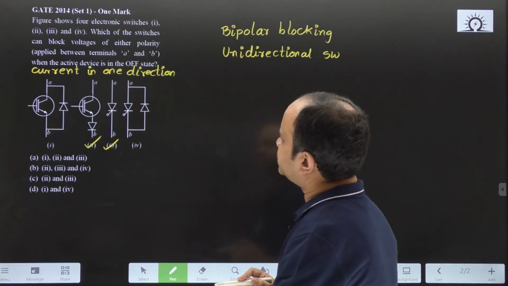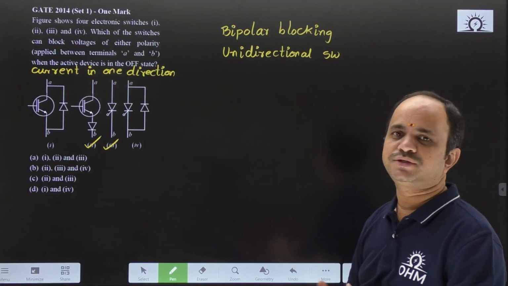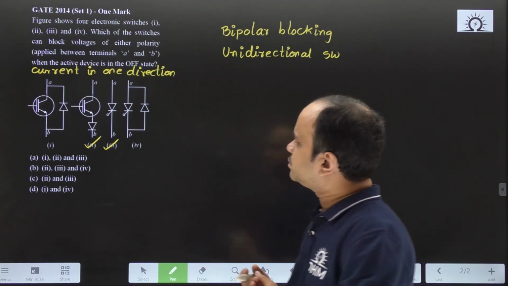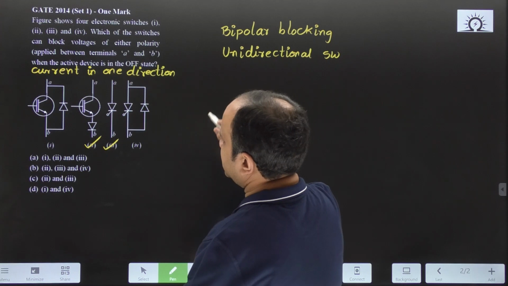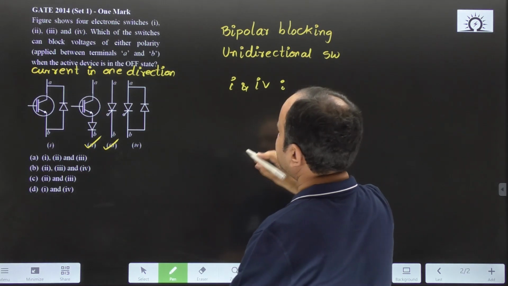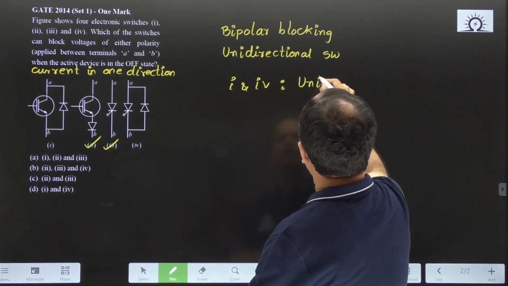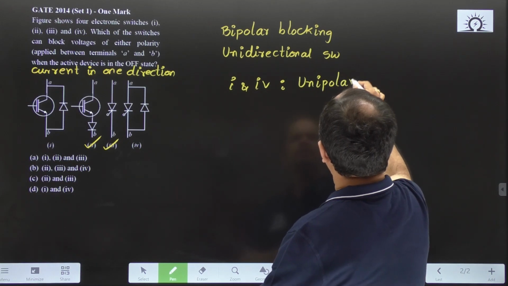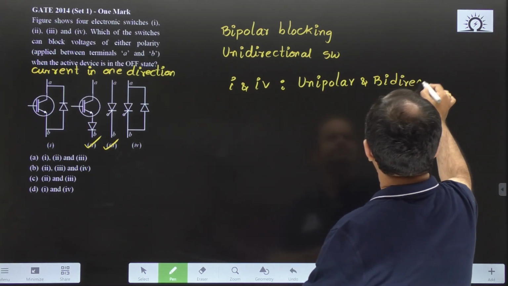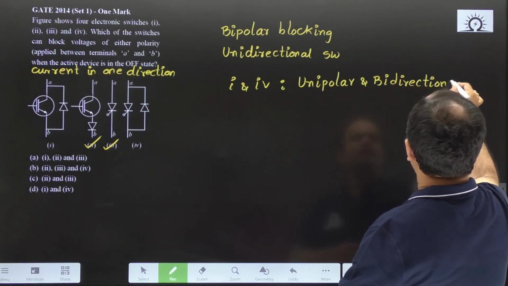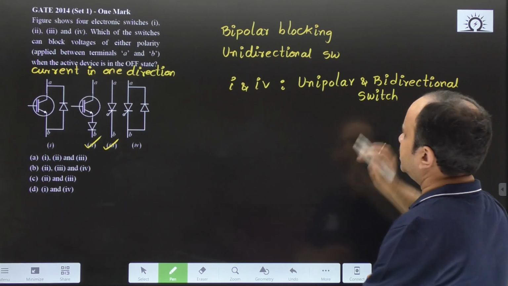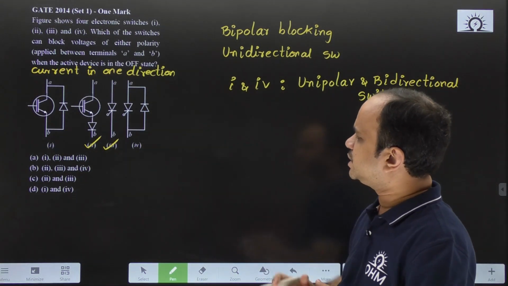So, one option is SCR, another option is the transistor device in series with the diode. Now, of course, it is not in the scope of the question. Suppose if you look into option 1 and option 4, these are unipolar and bidirectional switch. Okay. So, for this question the answers are 1 and 2.